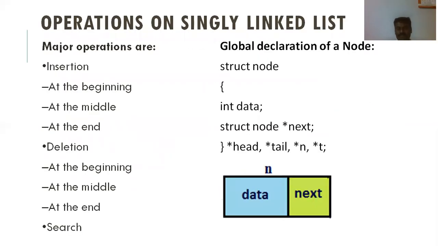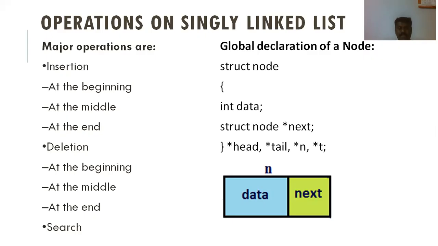Then operations of single linked list. These are the main operations of single linked list. Inserting at the beginning. Inserting a node is possible in three positions. One is the starting position, insert the data. Other is the middle position, insert the data. Other is the last position, insert the data is possible.